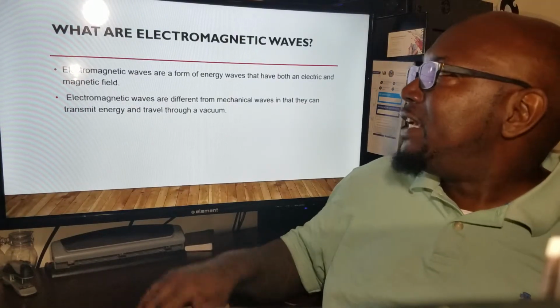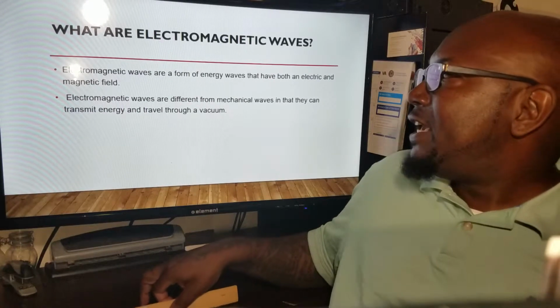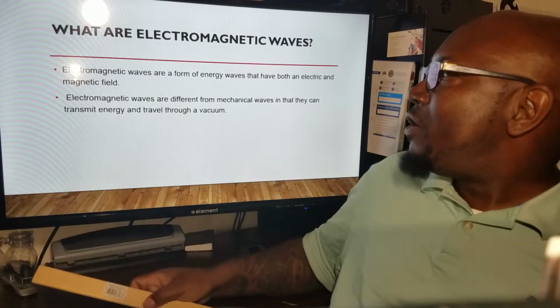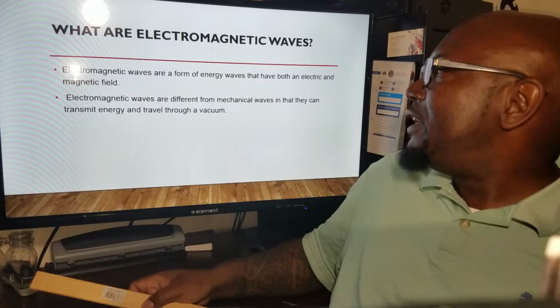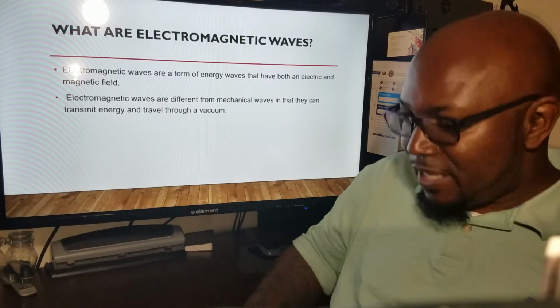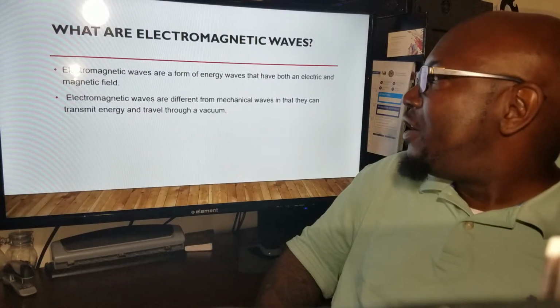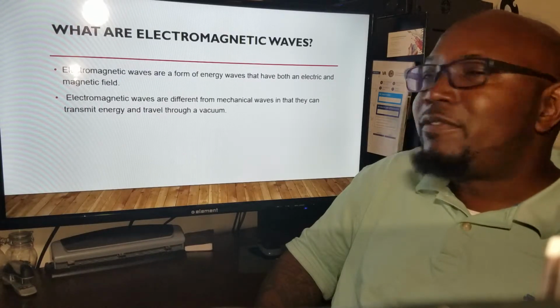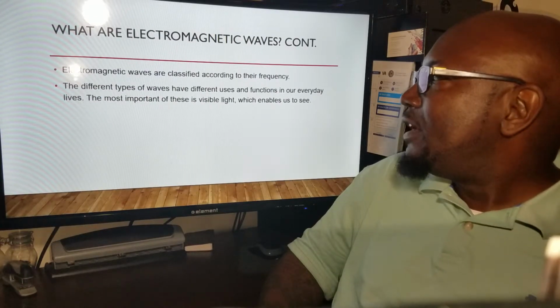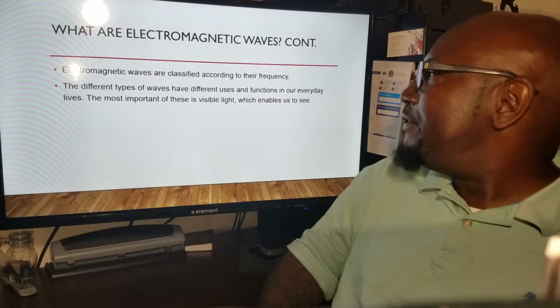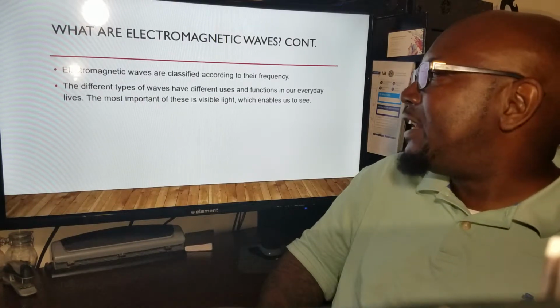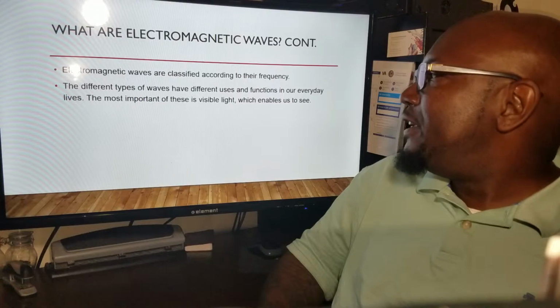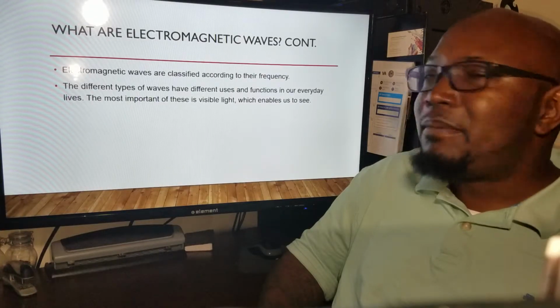What are electromagnetic wavelengths? Electromagnetic wavelengths are a form of energy that have both an electric and a magnetic field. They are different from mechanical waves. They can transmit energy and travel through a vacuum. There are different types. They have different uses and functions in our everyday lives. Most important of these is visible light, which enables us to see.